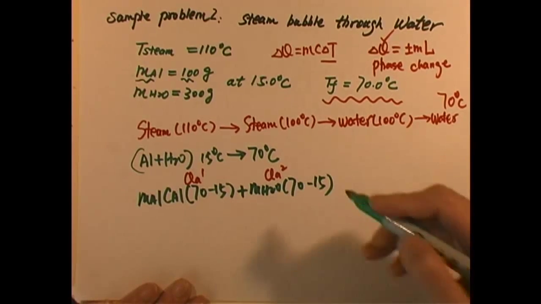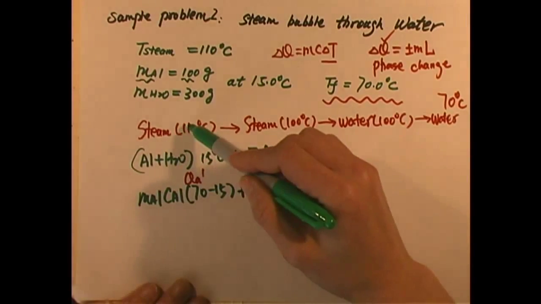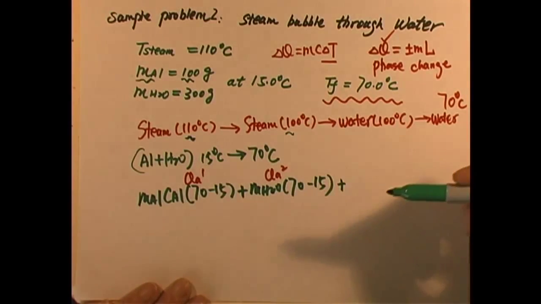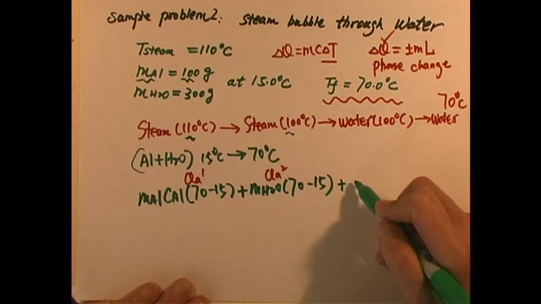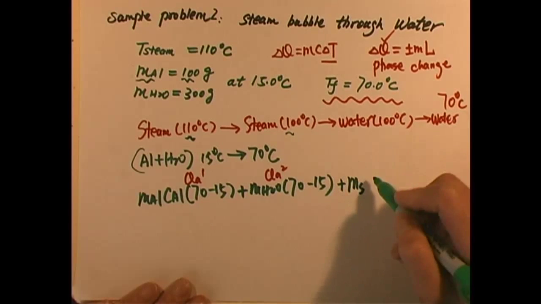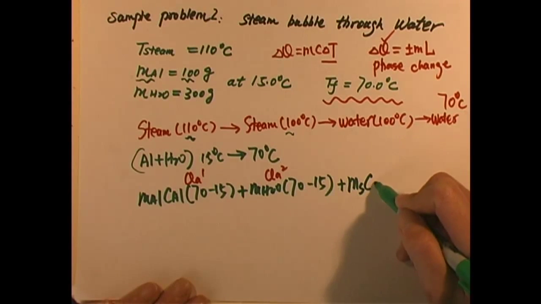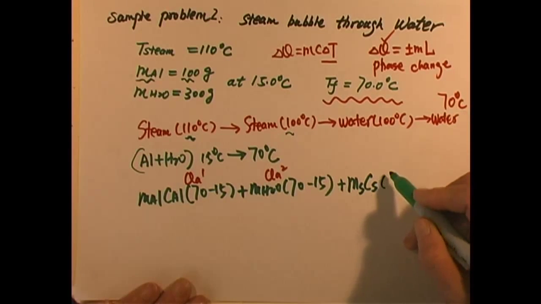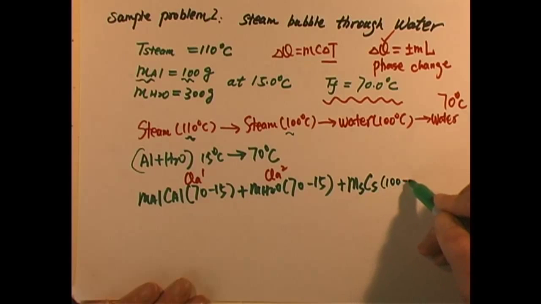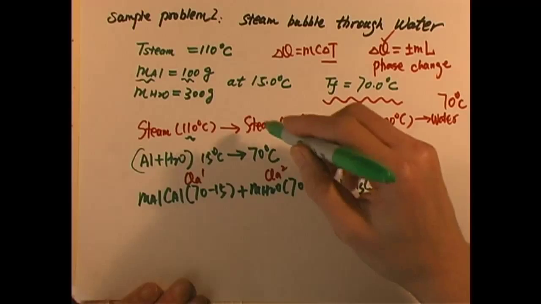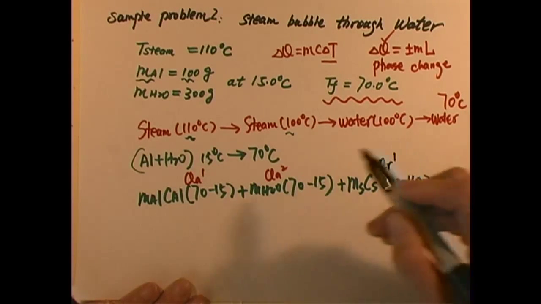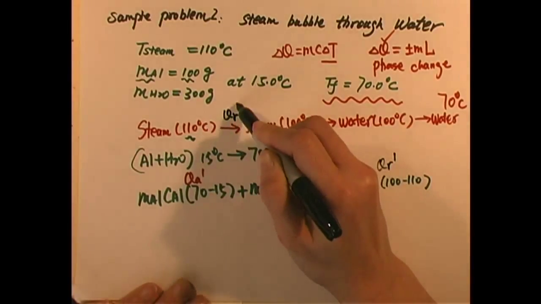Now let's look at the steam. For the steam, 110 goes to 100, which is within the same phase. It's still steam. So mass of steam times C of steam, which is 0.48 calorie per gram per degree Celsius, and the change in temperature is final 100, initial 110. So this turns negative. This is Q release 1 that happens here.